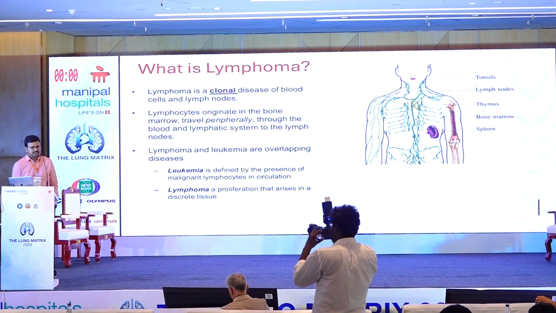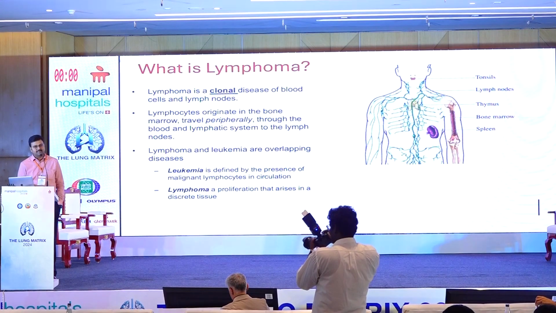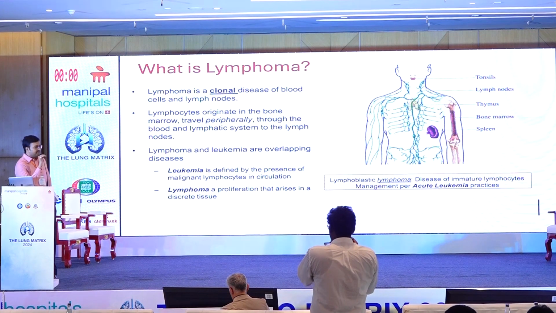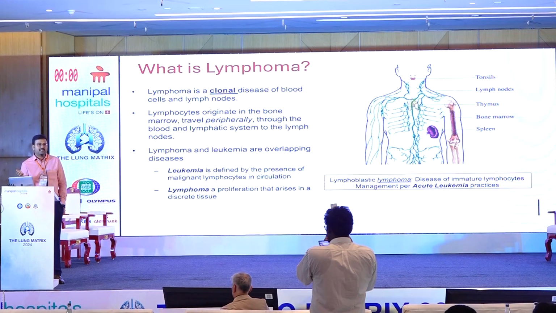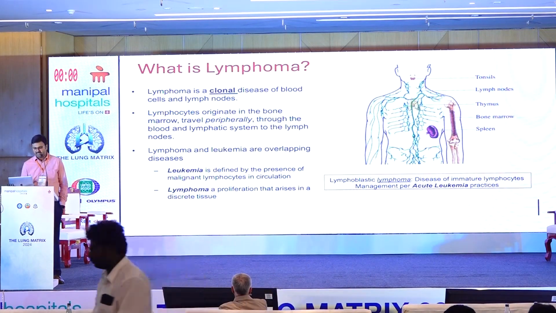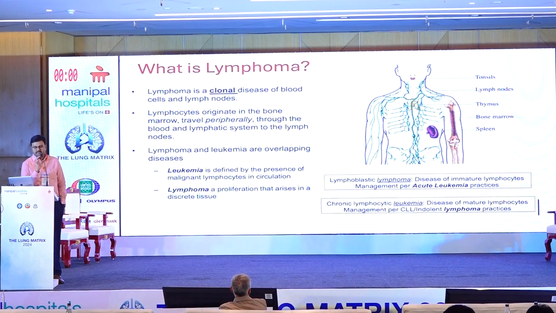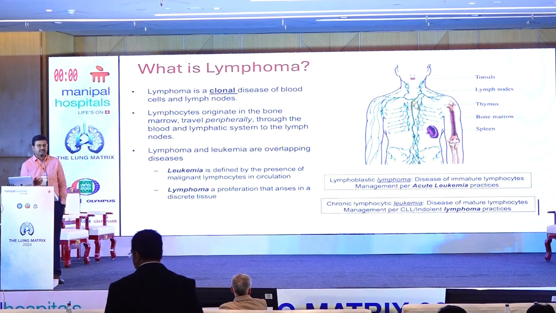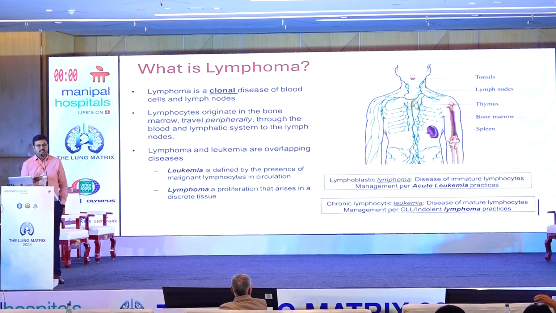Lymphoma and leukemia are almost overlapping. Leukemia is defined by presence of malignant lymphocytes in the circulation, whereas lymphoma is just confined to the lymphatics. So there is an overlapping scenario where a lymphoblastic lymphoma, a disease of immature lymphocytes, spills over into the circulation. Even though it is a lymphoma, it is managed in the ways of an acute leukemia. Whereas CLL, chronic lymphocytic leukemia, is a disease of mature lymphocytes but managed as per lymphoma or indolent lymphoma.